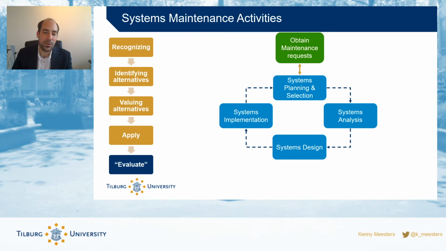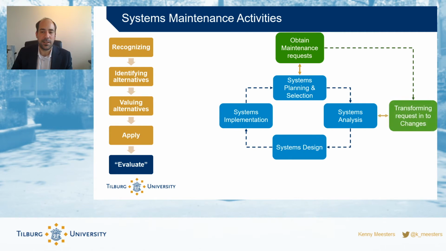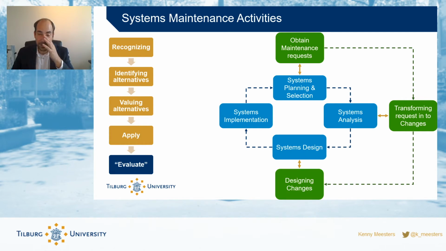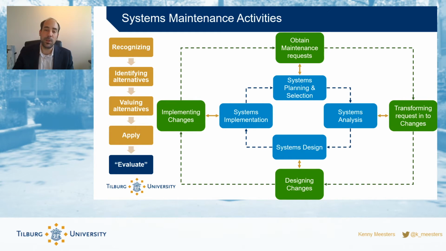First step is to get the maintenance requests. The second would be, okay, so if we want to implement it, what does that mean for our system? What changes do have to be made? So you transform a request into a change. Then you start designing them. If we make this change, what should it look like in the interface? What changes should we make in our business process? What needs to be changed in terms of data in the backend? Again, you implement them and you move on to the next maintenance request.